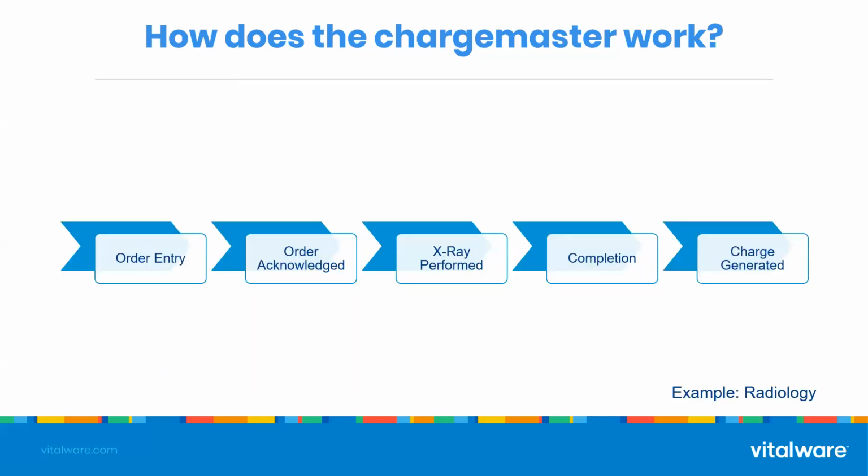So I know that was a lot. So let's walk through this a little bit more visually. On the left, we'll start from left to right. We've got the order entry system where that chest X-ray is entered. So someone is requesting it to be performed.